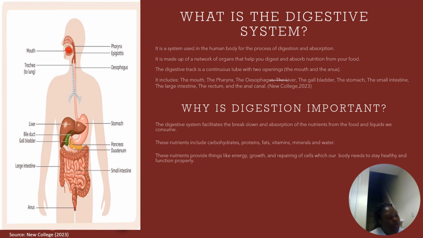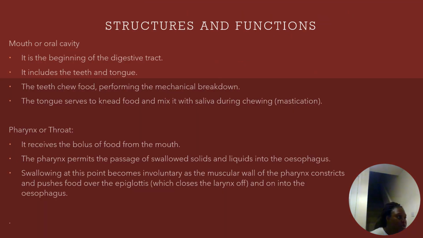Why is digestion important? The digestive system facilitates the breakdown and absorption of the nutrients from the food and liquid we consume. These nutrients include carbohydrates, proteins, fats, vitamins, minerals, and water. These nutrients provide things like energy, growth, and repairing of cells, which our body needs to stay healthy and function properly. And that brings us to the structures and functions of the digestive system.